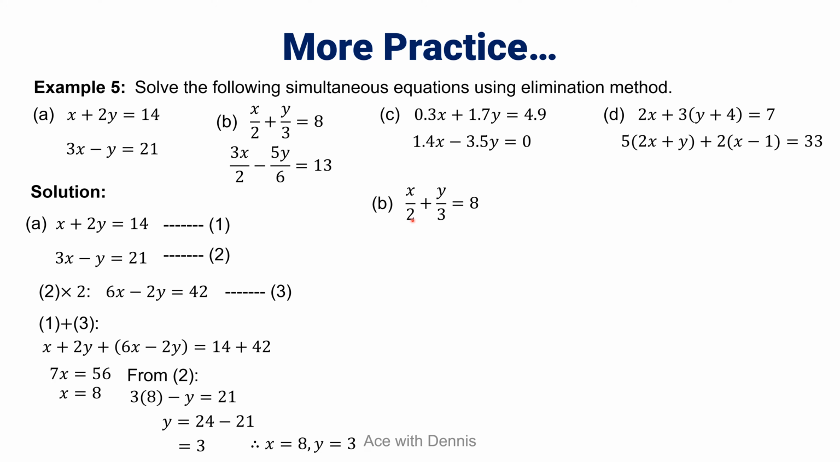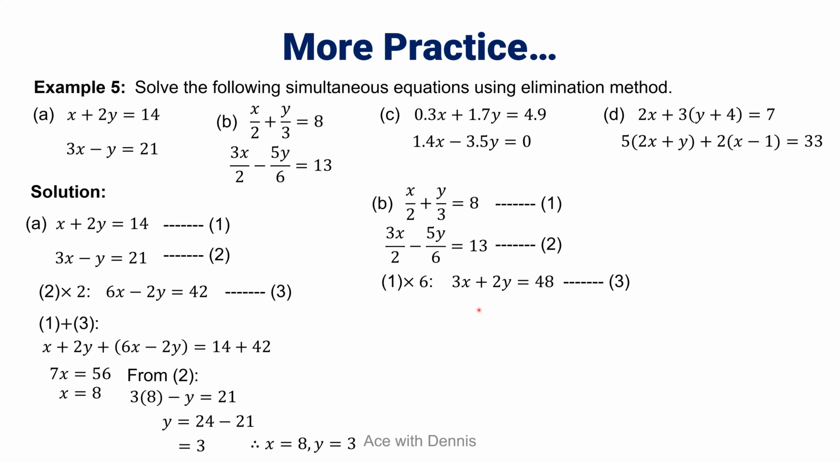Now for B, x over 2 plus y over 3 equals 8, and 3x over 2 minus 5y over 6 equals 13. So first equation, second equation. Again, this example involves fractions. So what we have to do is, let's say equation number 1, I multiply by 6, so that I make everything a whole number. And then this is equation number 3.